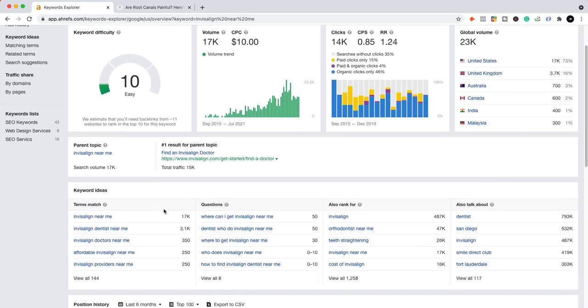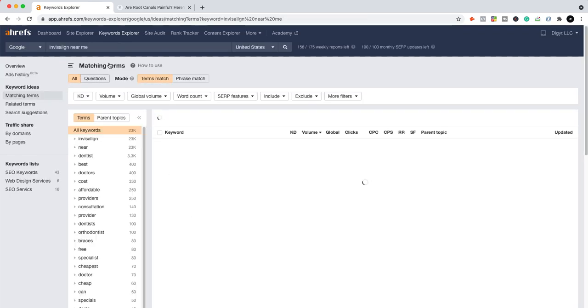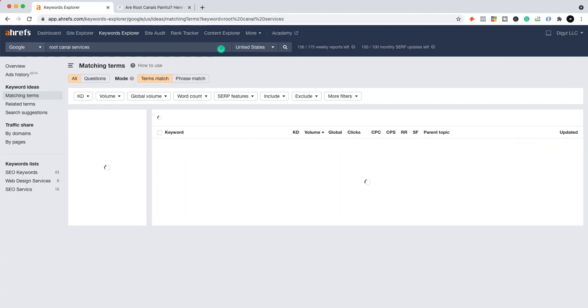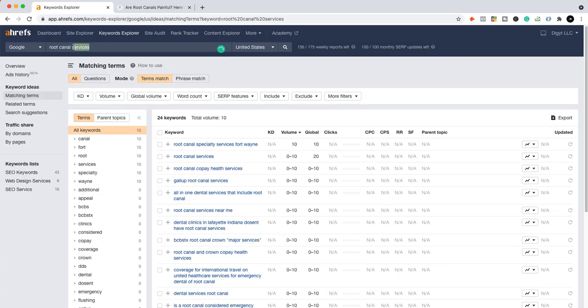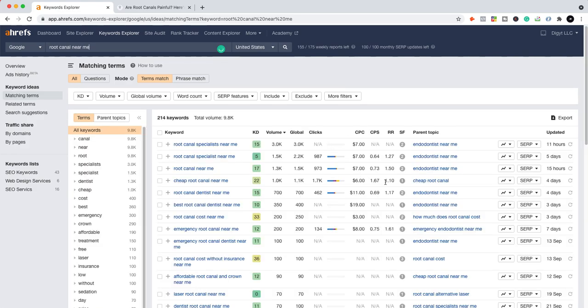And of course, there are many other terms that you can use. You can use things like root canal service. Let me just try that, just to give you an idea. That's probably not the best keyword term. I just wanted to give you a great example. Root canal near me might be another one. Okay, perfect. That's definitely better.